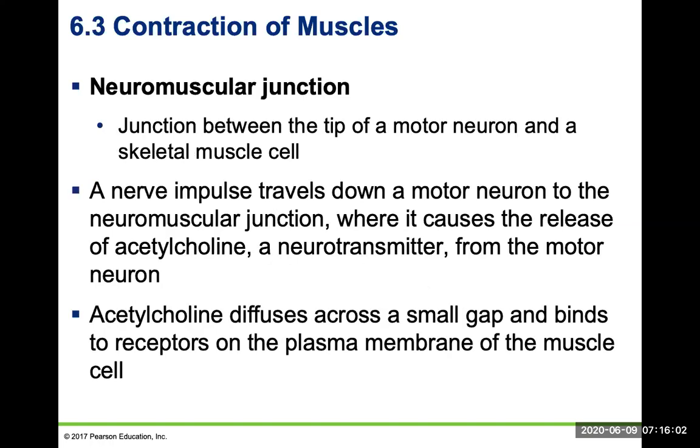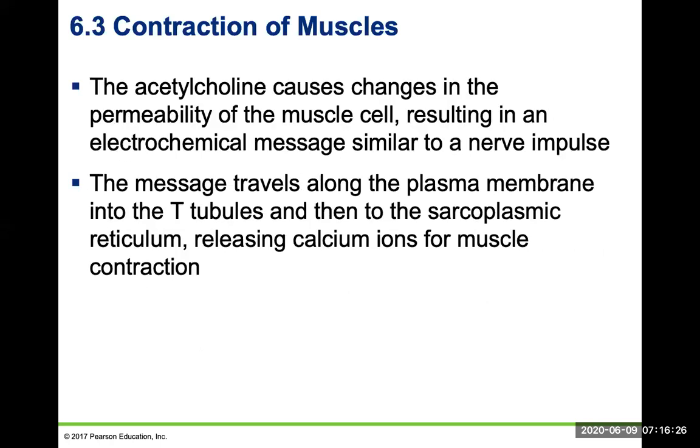The neuromuscular junction is the space or junction between the tip of a motor neuron and a skeletal muscle cell. A nerve impulse will travel down a motor neuron to the neuromuscular junction, where it will release a neurotransmitter called acetylcholine. Acetylcholine will diffuse across the small gap and bind to receptors on the plasma membrane of the muscle cell, and it's acetylcholine that causes changes in the muscle cell, resulting in an electrochemical message similar to a nerve impulse that then gets sent along the plasma membrane of the muscle cell into your T tubules and then into the sarcoplasmic reticulum. And this message is what tells the sarcoplasmic reticulum to release calcium ions for muscle contraction.